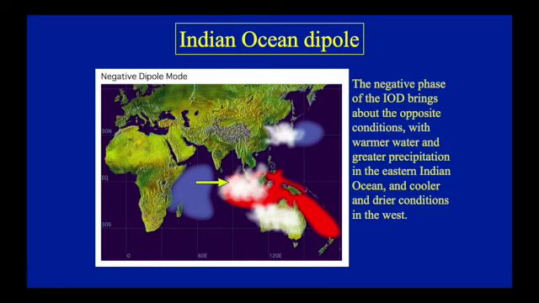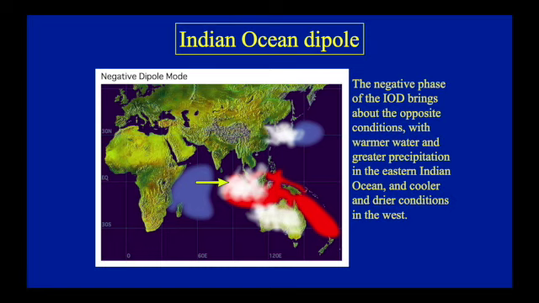Negative dipole is the opposite. So you have a very warm pool of water in the east and a cool pool of water in the west. The warm area tends to have more precipitation than the west. So on the African side, they start to have a drier climate during this dipole. And you can see that the Malaysia area, Southeast Asia and Australia tend to have more rain during this period of time. So this is what the dipole does.